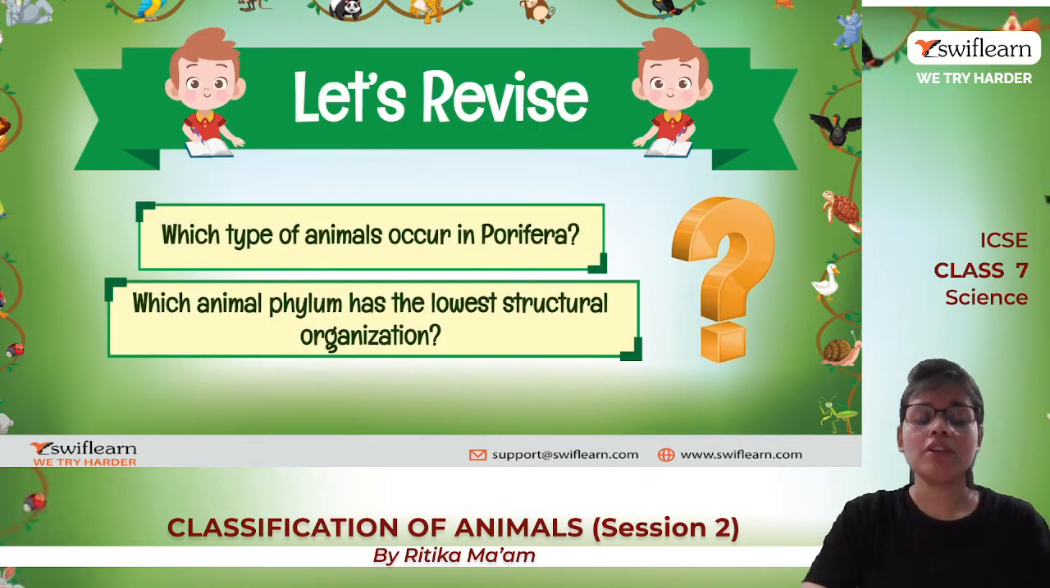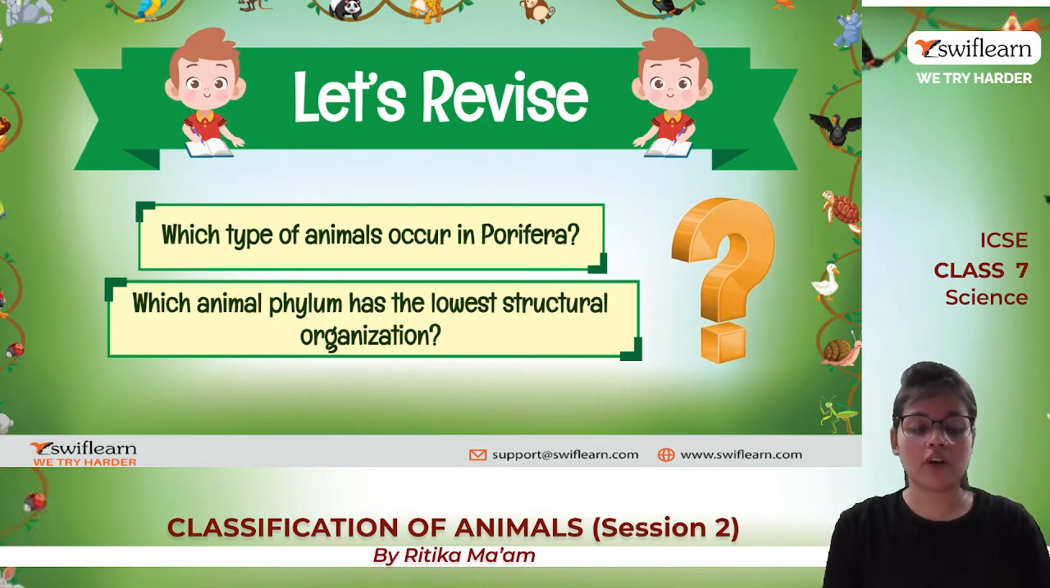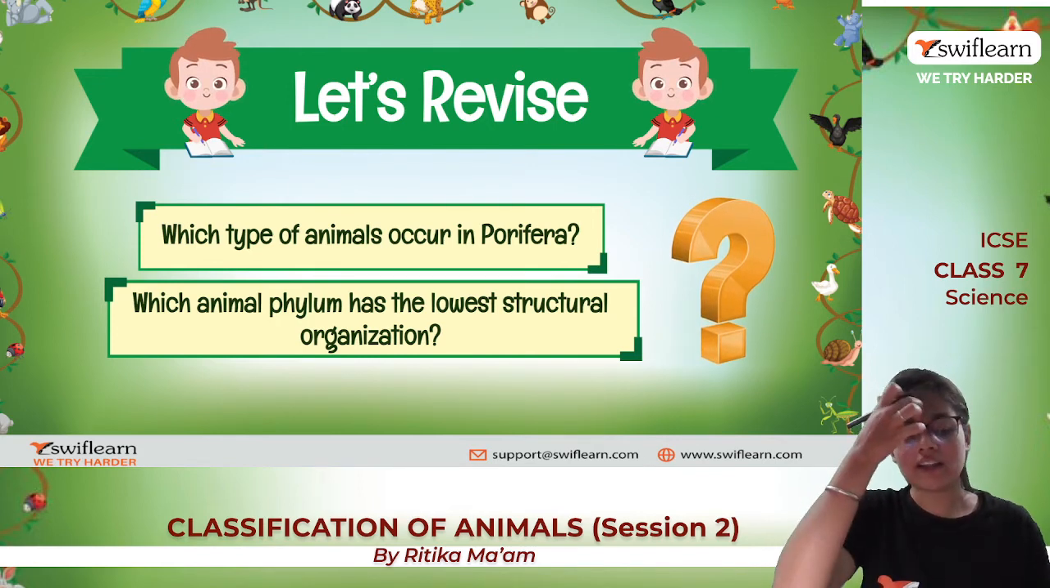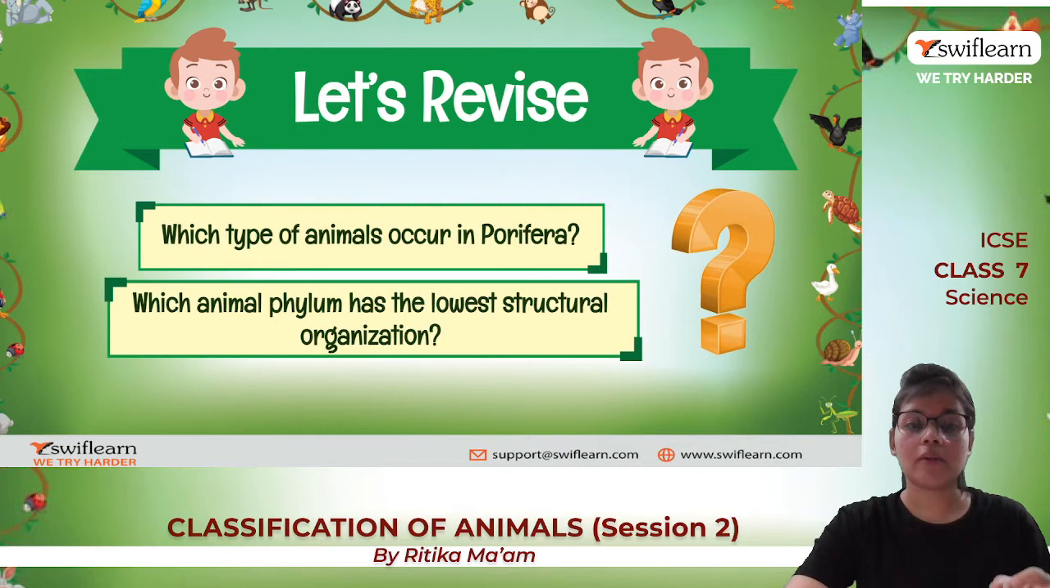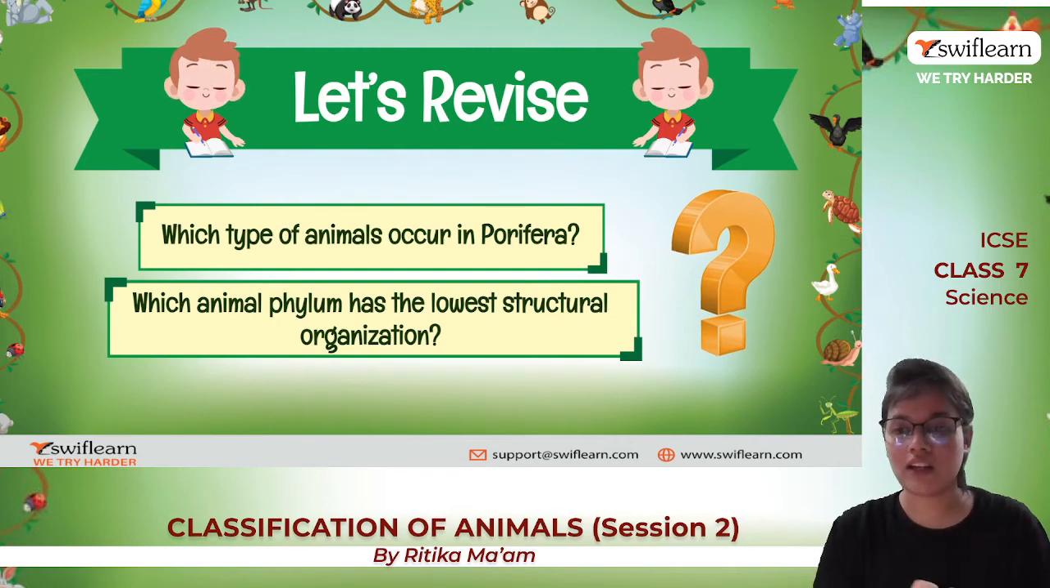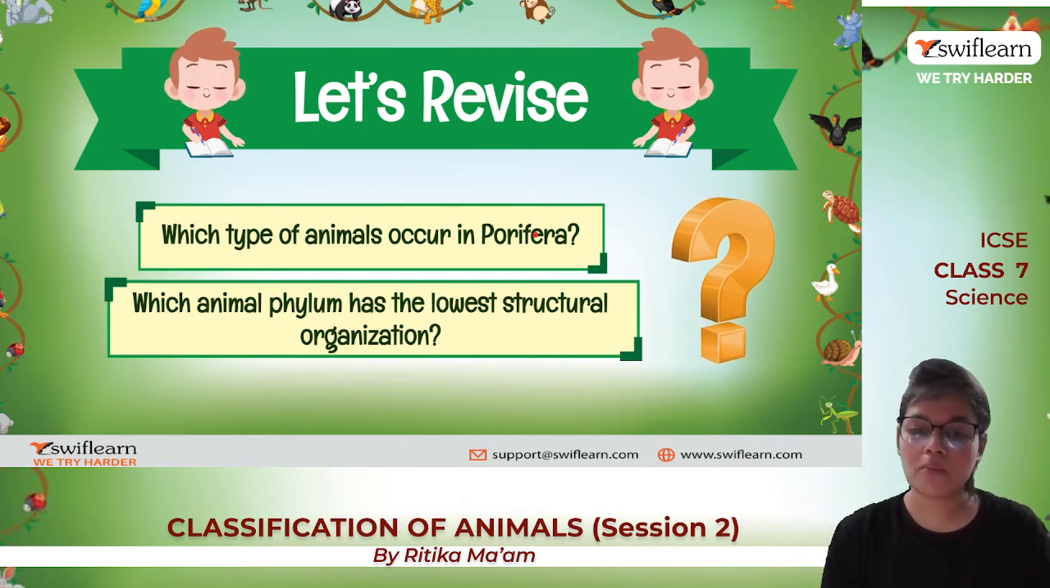Now, which type of animals occur in Porifera? In Porifera, there are the animals which are generally known as sponges. They are mostly marine creatures. Their body possesses pores, so that means they have pores on their body. They are asymmetrical in nature. Now, which animal phylum has the lowest structural organization? It is the Porifera only.